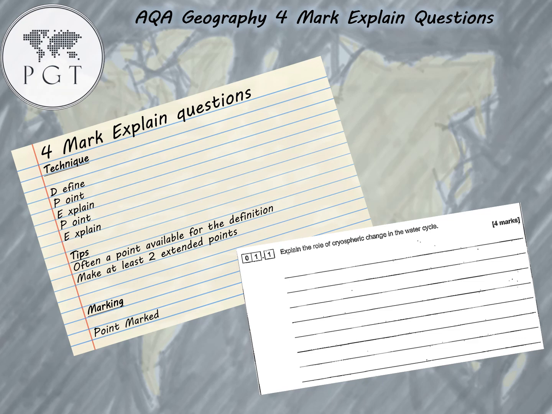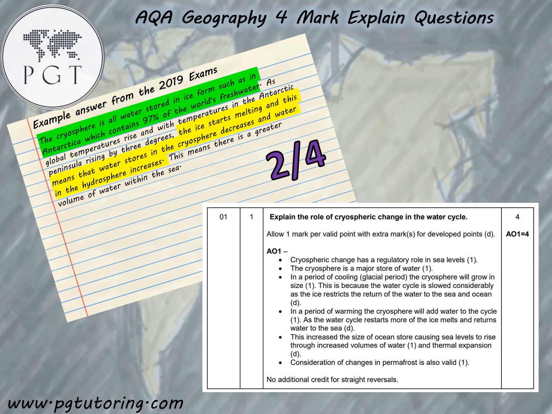Let me show you an answer from the exam series in 2019 that achieved half marks. As you can see, with the highlighted sections in the answer, they essentially give 2 points. They talk about what the cryosphere is in the green, and then in the yellow, they talk specifically about how changes in the cryosphere would affect the water cycle. It's a good answer. They clearly have good geography. They've simply not written enough. So that's 2 out of 4. That's dropped 2 marks. That's not ideal.